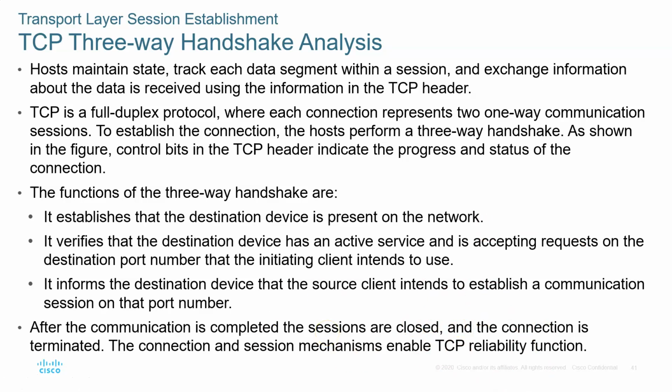Okay, so this is what I've just discussed earlier. It establishes to make sure that the destination is present on the network and he's up and running and ready to go. Verifies that the destination device has an active service and is able to say, yes, I can process your data. It informs the destination device the source intends to establish communication, and so on. So this is very important because it does come up on the exams. This is specifically for TCP. UDP does not do this, by the way. It does not do the 3-way handshaking. Only TCP does that.